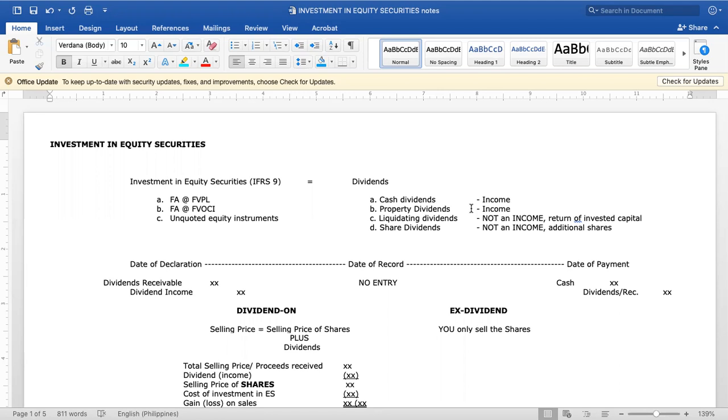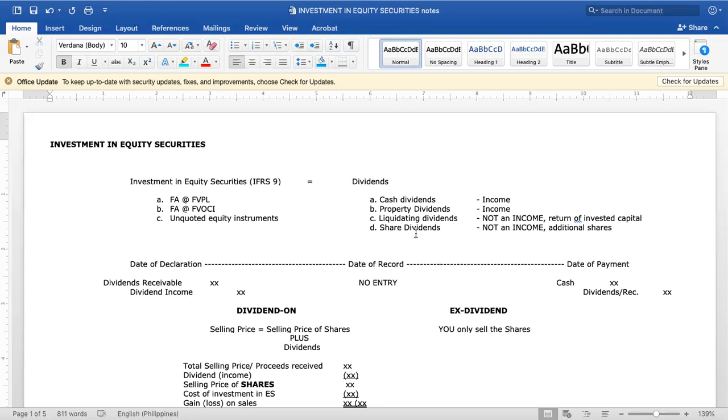And you have liquidating dividends. Although it's a dividend account, it's not an income account. Liquidating dividends are a return of invested capital. Since liquidating means the company is on the brink of closing the corporation, it's a return of invested capital. So the capital you invested is returned to you through liquidating dividends. So it's not an income.